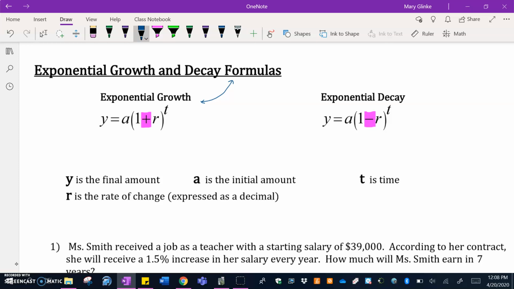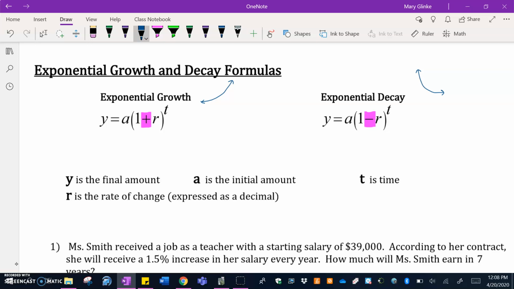That is because the exponential growth problems are supposed to be increasing over time. So you'll see words like increase or appreciate or grow. Decay problems have the minus sign because they are decaying or decreasing over time. So you will hear those words like decay, depreciate, or go down. Those are the types of words that would say use the decay formula.